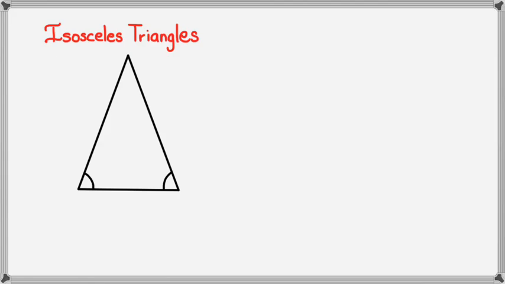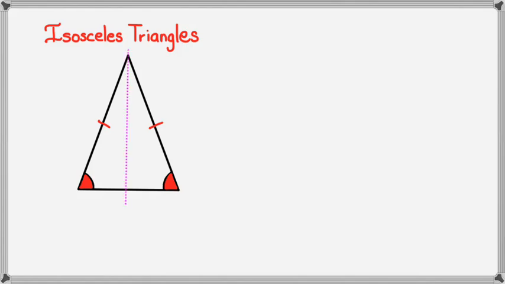Now, for those of you that have forgotten what an isosceles triangle is, this is when the two base angles are the same, and with isosceles triangles you also have two sides which are the same length. So you've got two sides that are the same length, and also two angles, which are the base ones, that are the same.